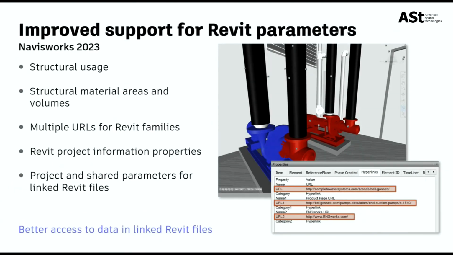For Navisworks 2023, it's going to enable more parameter values from Revit link models to be viewed in the properties window. When you select a wall in Navisworks, the properties window will display its structural usage. If the wall is from an architectural model, you might see non-bearing here. If it has been designated as a structural wall, you will see bearing, shear, or structural combined in the Elements tab. You also will find material areas and volumes for structural elements in the tab.